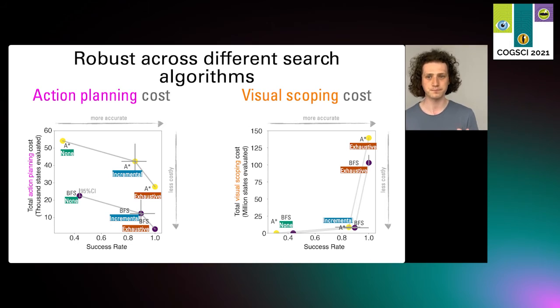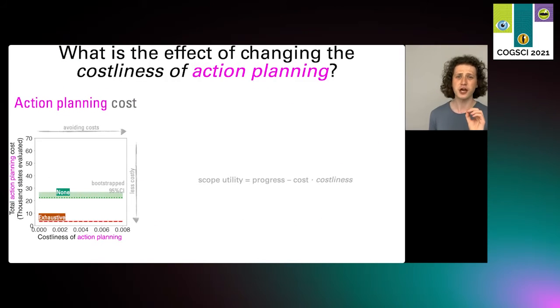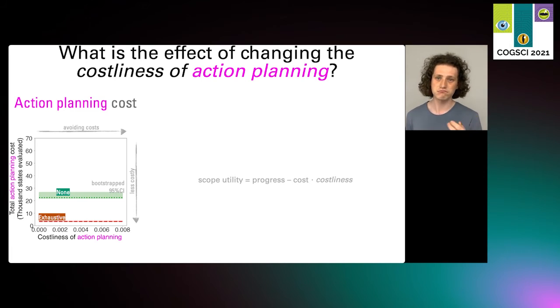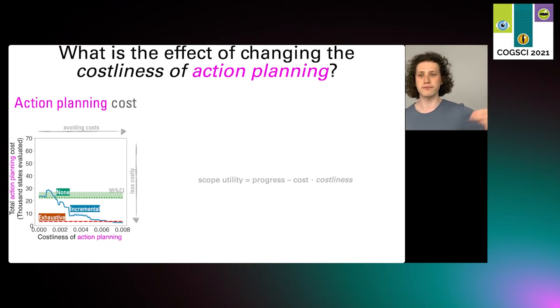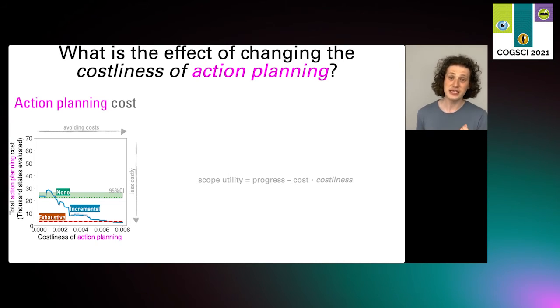As I mentioned earlier, the visual scoping planner balances how much to plan now versus later, depending on the cost of action planning, how much you value avoiding costs over making progress. Let's try to better understand this trade-off based on the costliness of planning. On the y-axis, you see action planning costs and states evaluated like before. On the x-axis, you see the parameter governing the costliness of action planning, where zero means the planner only cares about making progress, and higher values mean that it really wants to avoid costs. As expected, the costlier action planning is, the lower the total cost of searching for actions given a subgoal. This means that the trade-off is working as intended.